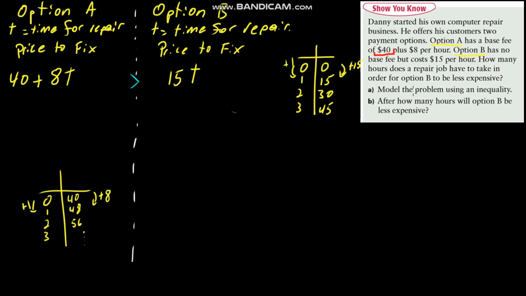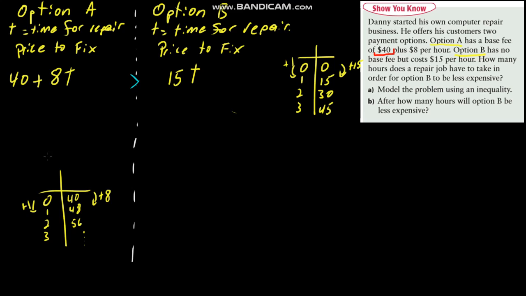So if we want to figure out how many hours does a repair job have to take in order for option B to be less expensive, let's review a little bit of the hours that it can take here. For 0 hours, $40. For 0 hours, $0. So in order for option B to be less expensive, 0 hours would work. It's not quite a full answer yet, okay? Let's keep on molding this question. Let's see for different values here.